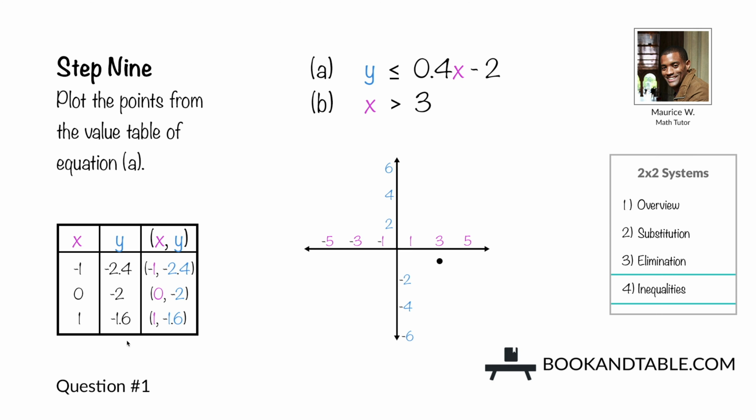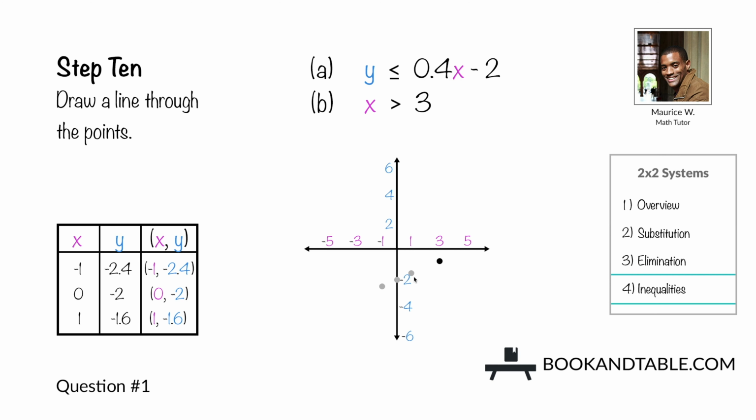And now step 9, plot the points from the value table of equation A that we did a moment ago. So the first point is -1, -2.4. So we plot the point. The second point is 0, -2. Plot the point. The third value is 1, -1.6. So we plot the point. And now we have the 3 points that will allow us to sketch this line here.